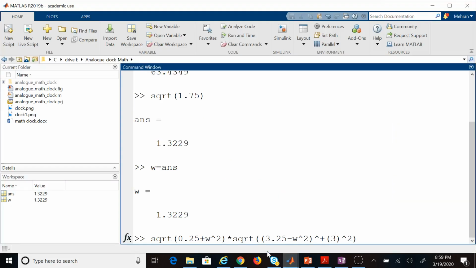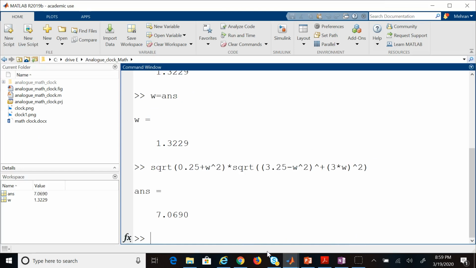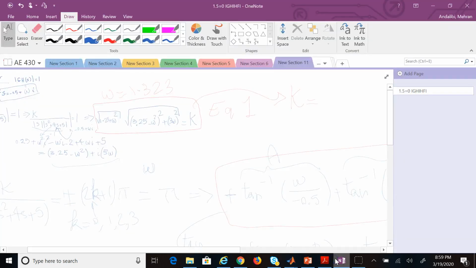So this one is 3 times omega, and that is 7.069. That is the gain that you need at that point. And clearly, this number is between 0 to 20. So the system is stable at this gain, but if I choose it that much, it gives me a sigma of negative 0.5 for the complex poles of the closed loop transfer function.